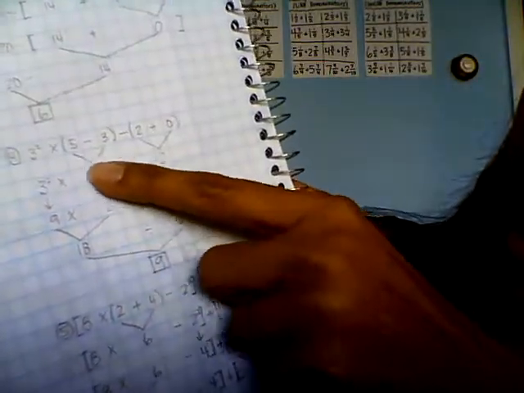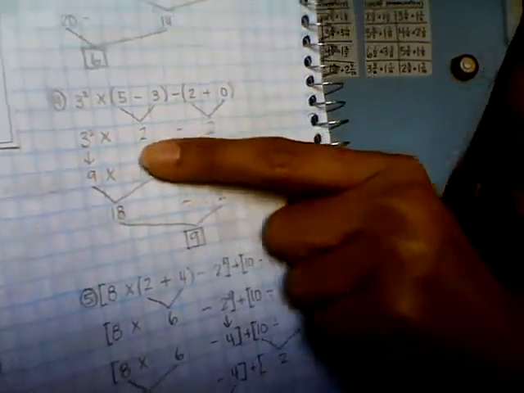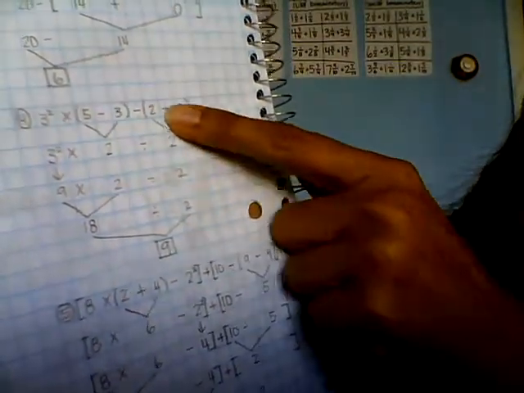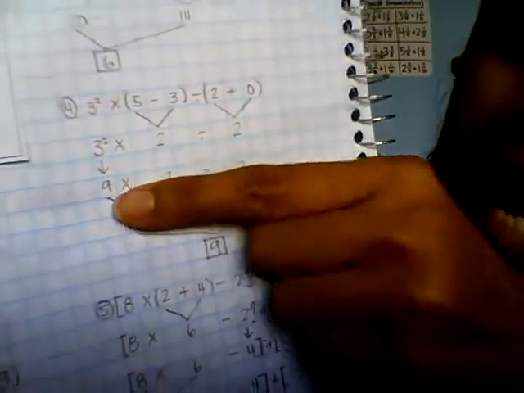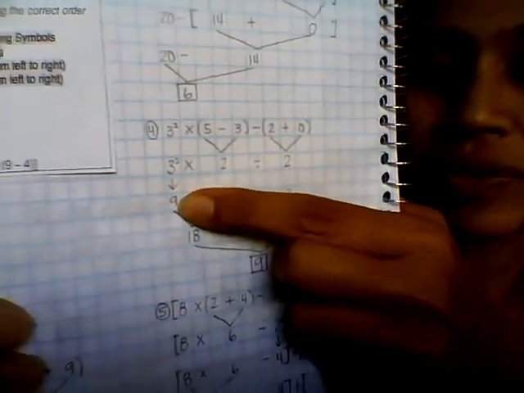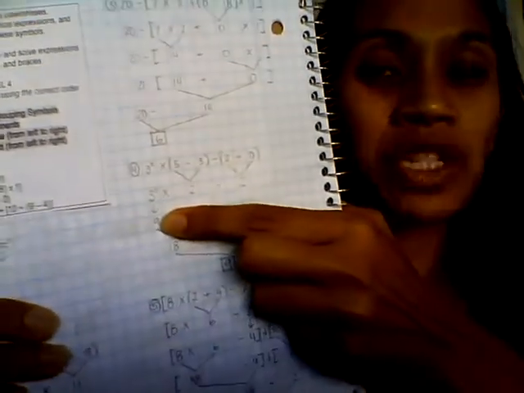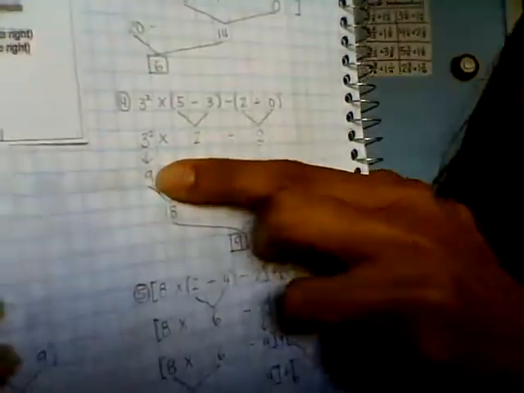What's in parentheses? So there's a 5 minus 3, which is 2. Then there's another parentheses, 2 plus 0, that's a 2. Bring everything down. Now, how do we get 9 for 3 squared? That's 3 to the second power, which means it's 3 times 3, which is 9.